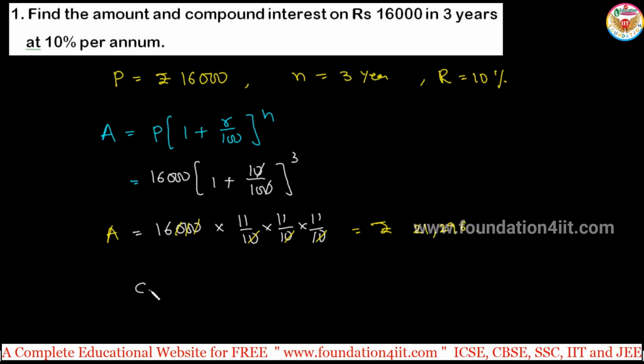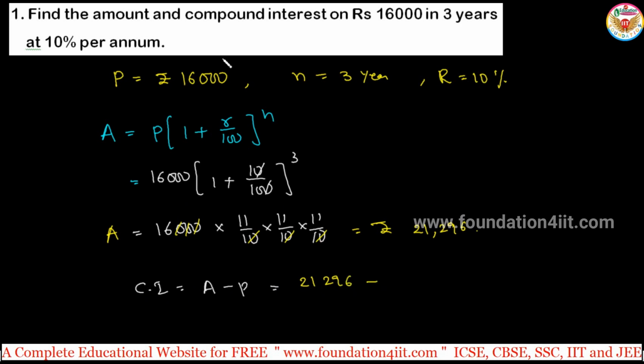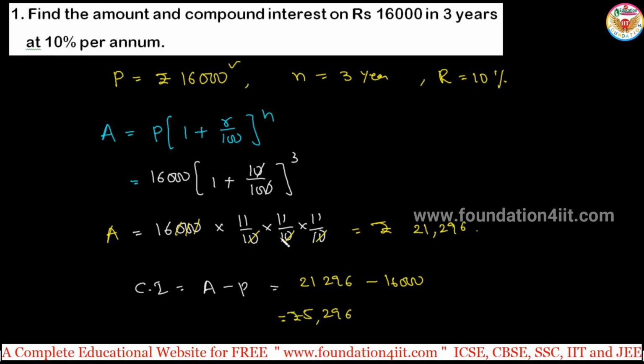So we know that compound interest is equal to amount minus principal. Here the amount is 21,296. Principal is the given value, that is 16,000. So 21,296 minus 16,000 is 5,296. So that is the compound interest when it is compounded annually. Okay, this is the formula.